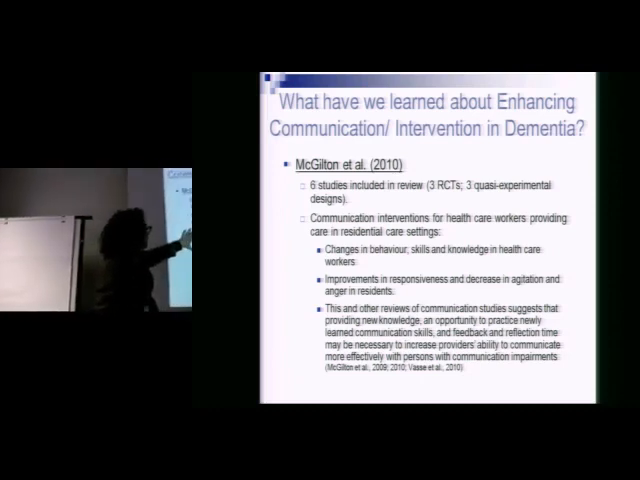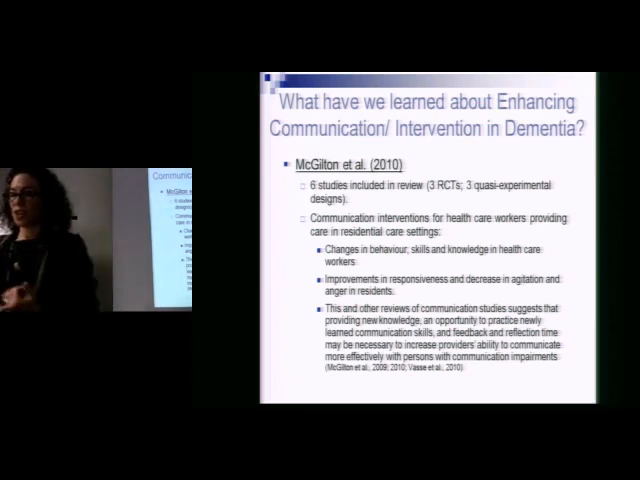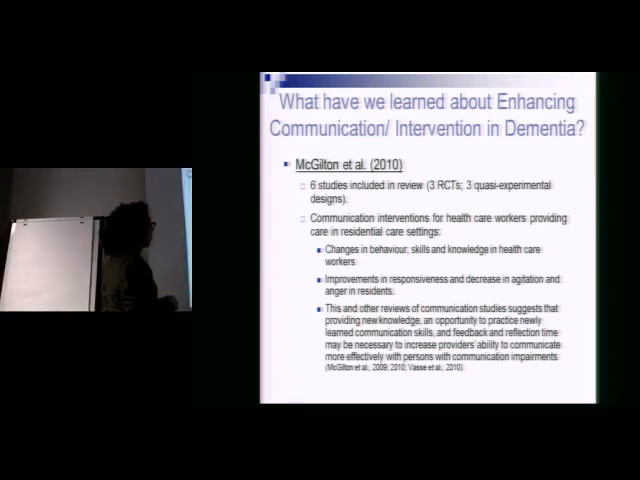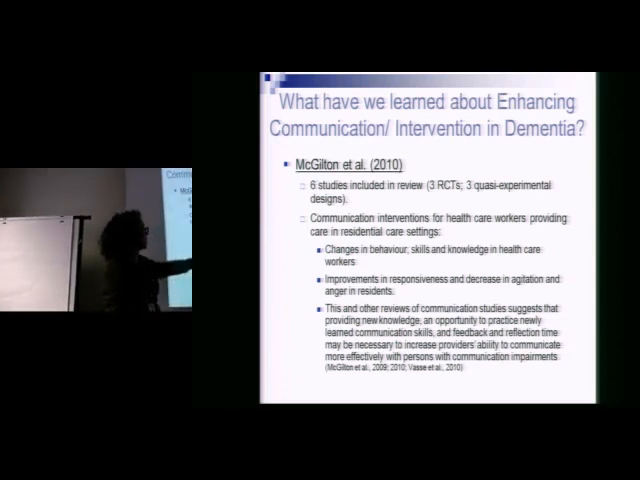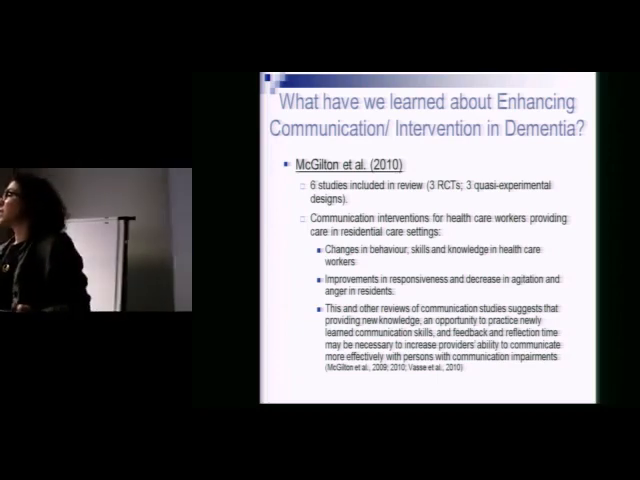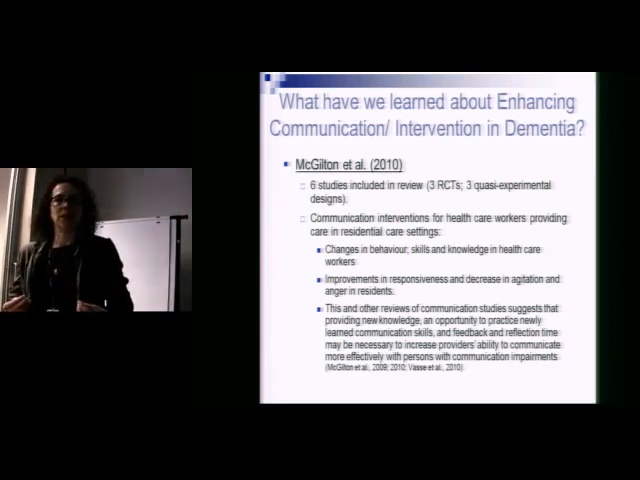And to summarize quickly, what was found in the results of all of the studies that were analyzed in that review was that with interventions, what we find is that there are often changes in behavior and in the skills and the knowledge set of healthcare workers, and there are often improvements in responsiveness and decrease in agitation and anger in residents. Not very many studies, if any, looked at measures of communication specifically.